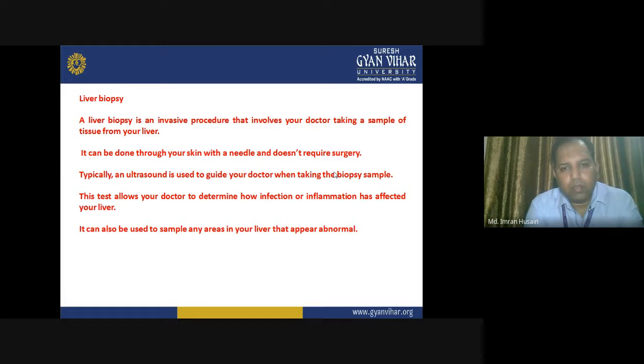Typically, an ultrasound is used to guide your doctor when taking the biopsy sample. This test allows your doctor to determine how infection or inflammation has affected your liver. So they can correctly identify what parts of the liver are suffering from inflammation or infection. It can also be used to sample any areas in your liver that appear normal. So a biopsy works efficiently on all the parts of the liver, and doctors can readily take a sample from anywhere with the help of ultrasound.